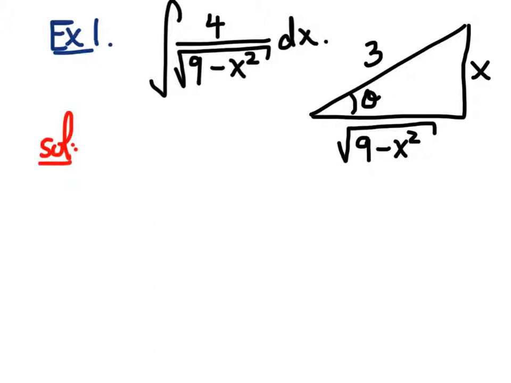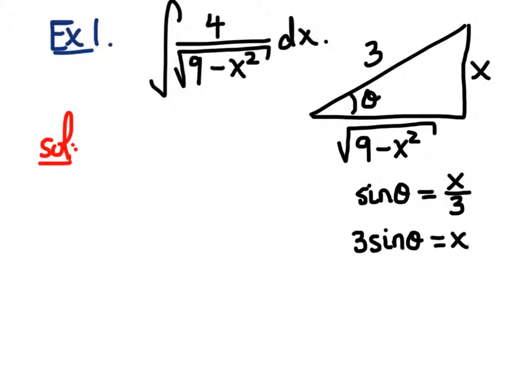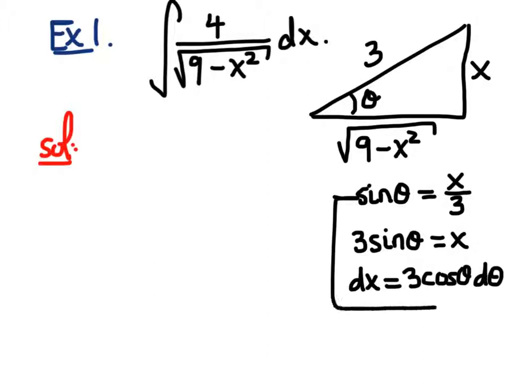Now from the triangle, we're going to dissect some important information. Because it's a sine transformation, we're going to start with sine of theta. By basic trig rules, that's opposite over hypotenuse, so we get x over 3. We solve that basic equation for x to get 3 sine theta. We're then going to take a derivative with respect to theta to find what dx is. So you find that dx is 3 cosine theta d theta. Let's box that.